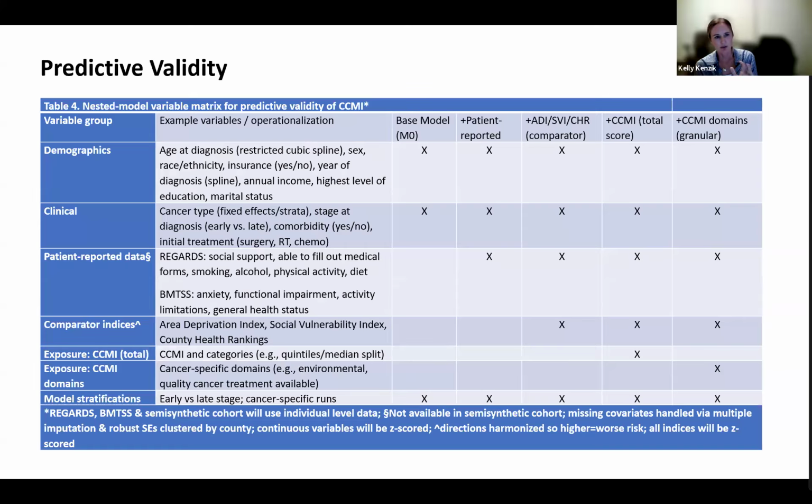And then to do this sort of predictive validity approach, the way I'm envisioning it is thinking about a base model, and then adding in some of this patient-reported information that we get from the first two cohorts, not from the synthetic, and then adding the comparators in, and then adding the CMI and CCMI, and seeing how much it can contribute individually to that. And then also we'd be able to test the individual domains.